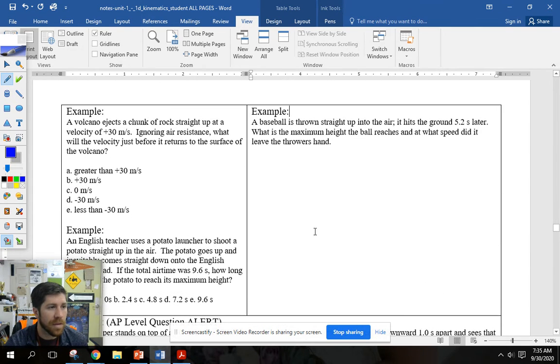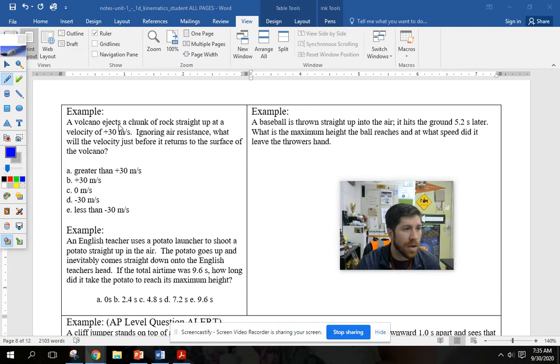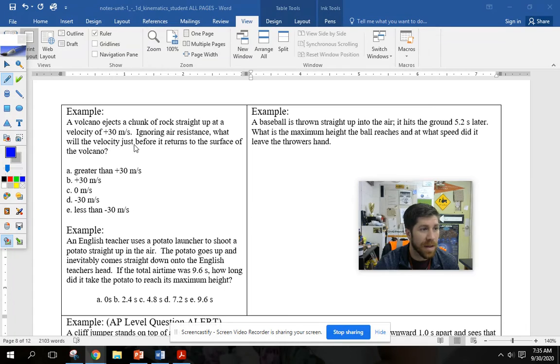All right, last but not least, if we have something like a volcano shooting a chunk of rock straight up into the air, this is an actual old AP question. Ignoring air resistance, what is the velocity just before it returns to the surface of the volcano?